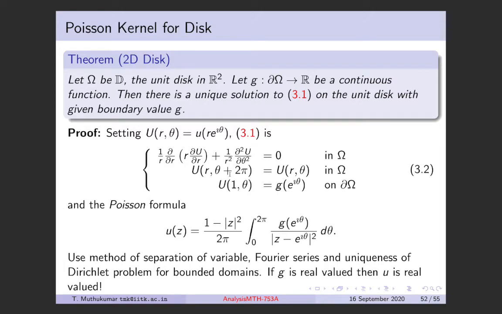So by doing separation of variables, you can actually derive this formula for the solution u, which is called Poisson's formula. And what you have here, 1 over |z − e^{iθ}|², that is what is multiplied with g, this one. This is what is called the Poisson term. So this is the Poisson formula. This is the solution. This is the formula for u on the unit disk. So we have solved the Dirichlet problem on the unit disk.